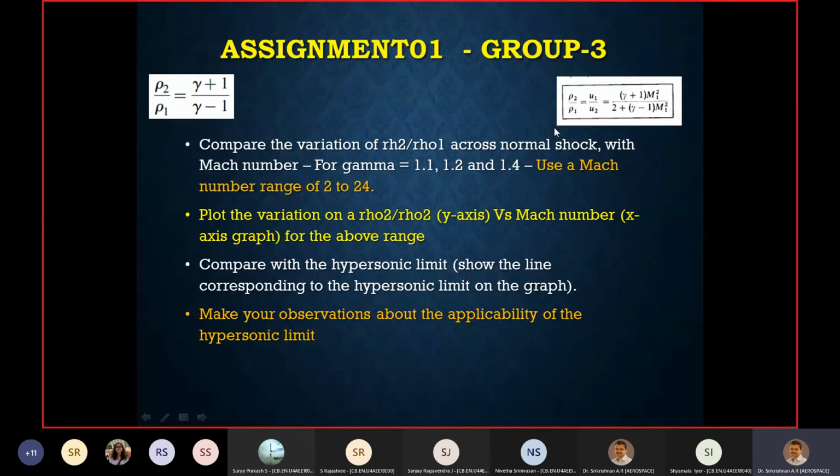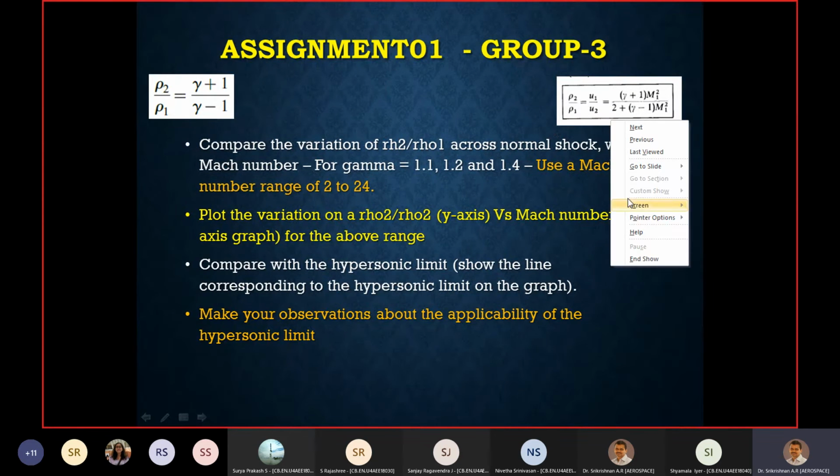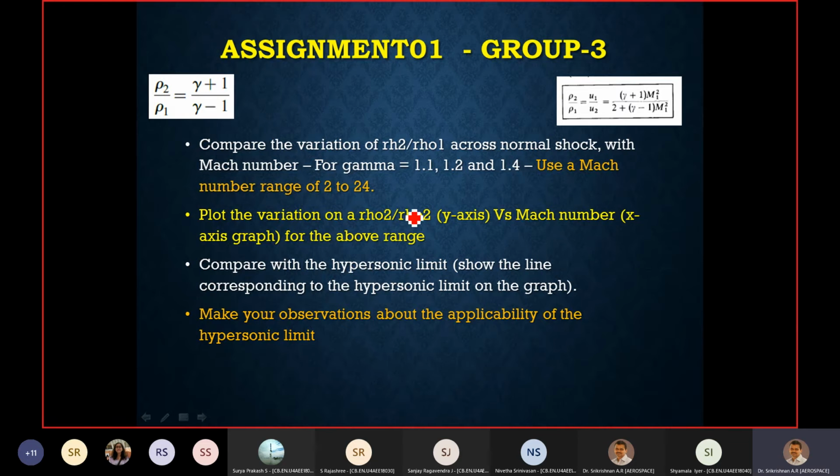And then plot the variation with rho 2 by rho 1 on the y-axis and Mach number on the x-axis. Then I want you to compare how the values compare with the hypersonic limit, and give your observations on the applicability of the hypersonic limit for rho 2 by rho 1. You should tell where, or when, it becomes applicable, and why it becomes applicable. Okay.